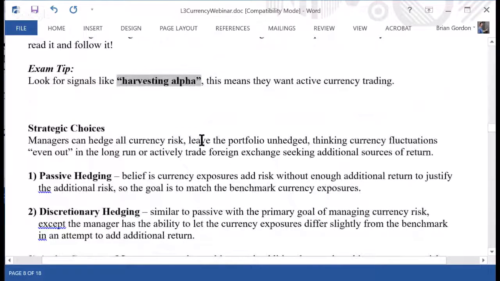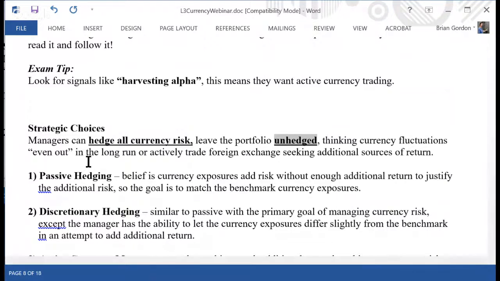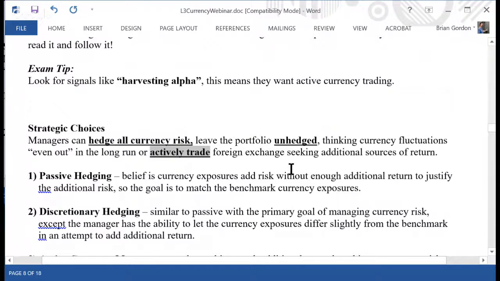So from our textbook, they talk about this, and we've got three basic choices. Hedging the currency risk. There's choice number one. Leave the portfolio unhedged. That's choice number two. And this may come from thinking, sure, in the long run we tend to revert to our mean, so things seem to even out. I don't think that's in our CFA, so don't worry about that part. Or the third strategy, actively trading these foreign currencies to enhance returns. So we've got three different potential strategies.